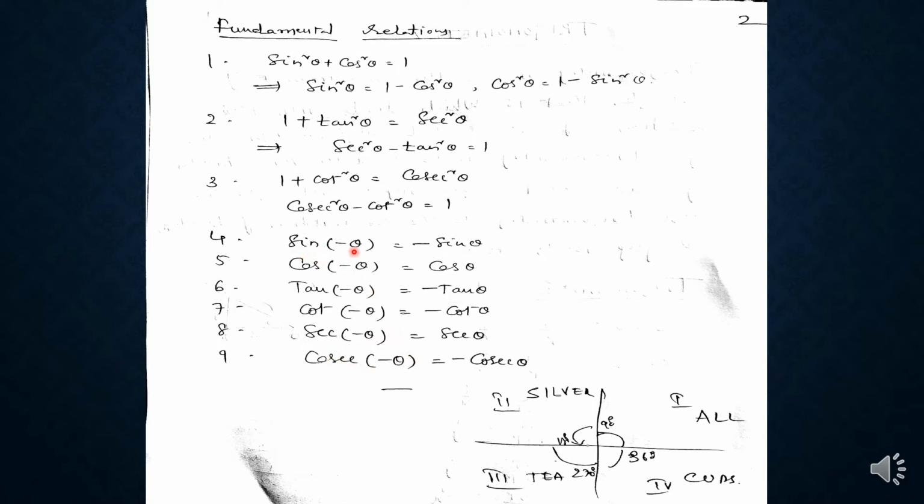And what about minus theta angles? Sine of minus theta is minus sine theta. Cos of minus theta is cos theta. Tan of minus theta is minus tan theta. Cot of minus theta is minus cot theta. Secant of minus theta is plus secant theta. Cosecant of minus theta is minus cosec theta.